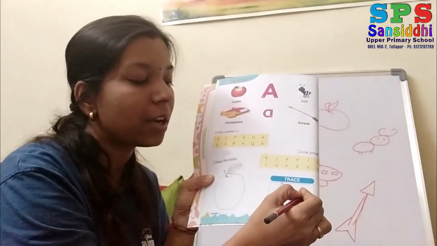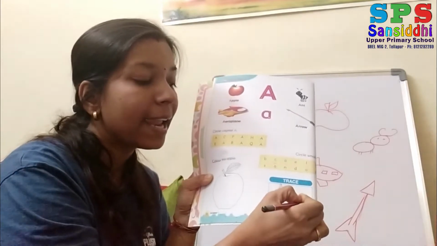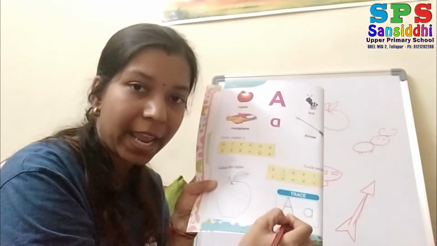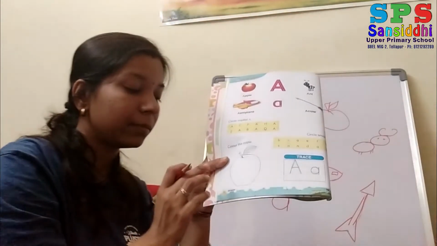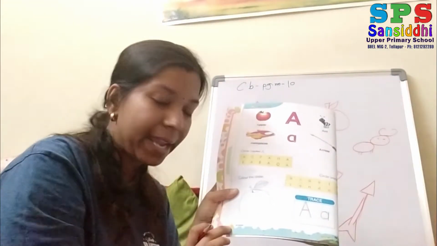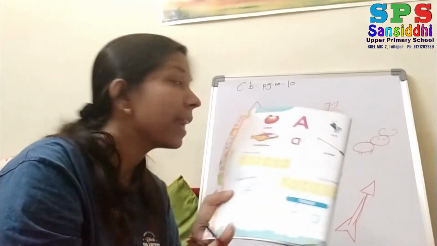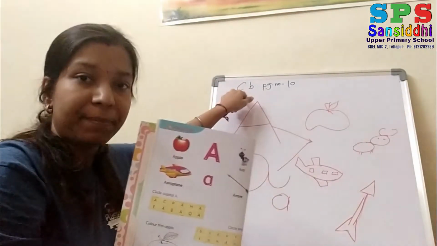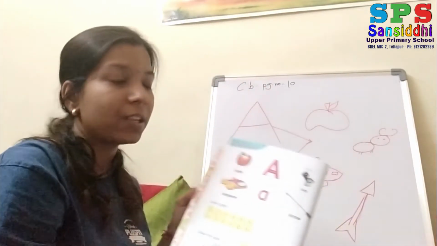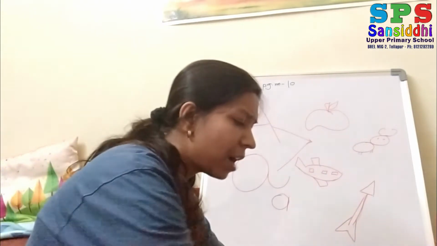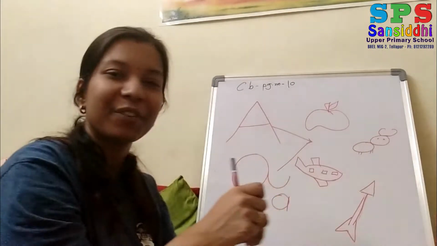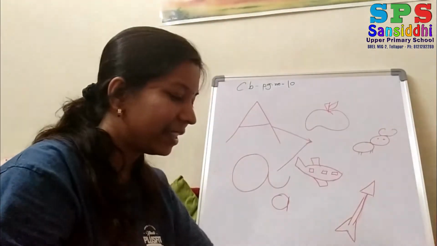Just join the dots and trace as a letter A, capital A and small a. So this is your homework in course book, page number 10. Course book means CB, page number 10 is your homework. Now I'll give you one more homework, right? Now you all are big kids, right? So you can write so many things.